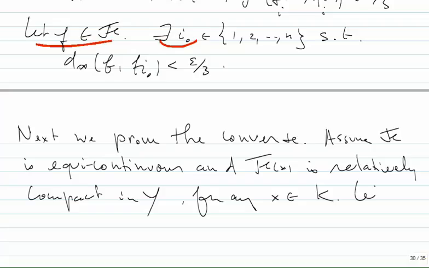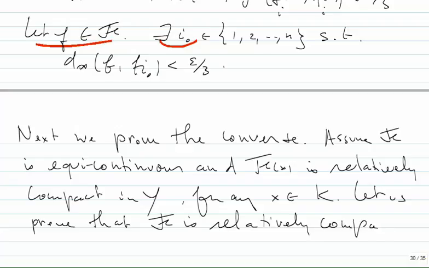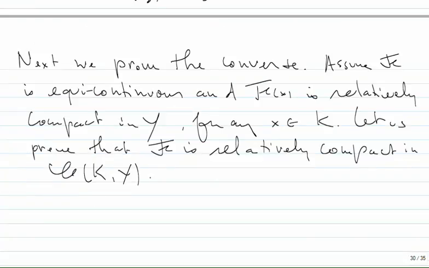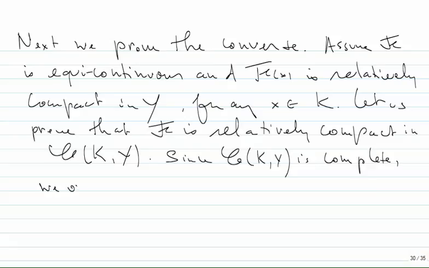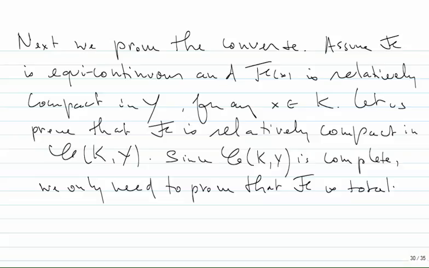Let us prove that F is relatively compact in C of K, Y. Since C of K, Y is complete, we only need to prove that F is in fact totally bounded.